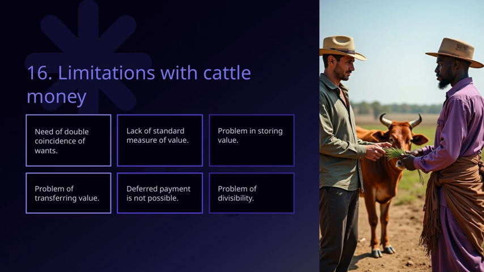Specifically, when it comes to cattle as money, these limitations become even more apparent. They highlight why societies eventually moved toward more standardized, portable, and divisible forms of currency to facilitate trade smoothly. All these points underscore the need for better money systems that address these issues and support more efficient economic exchanges.